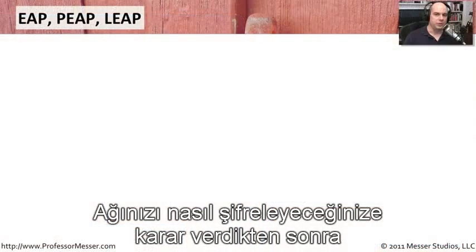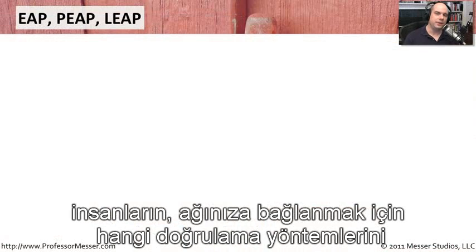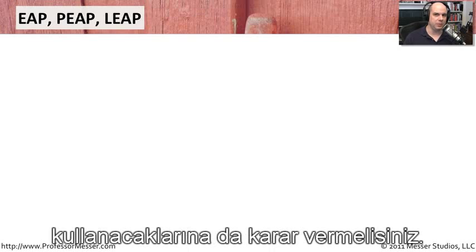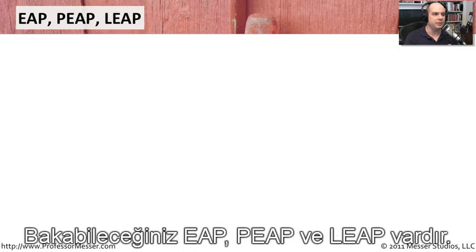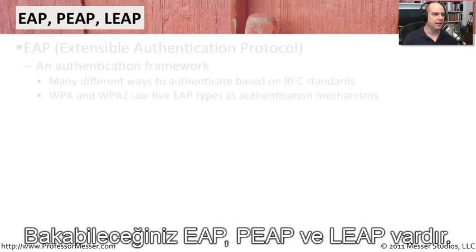Now that you've decided how to encrypt the data going over your network, we now need to think about how we authenticate people to be able to use the wireless network. And there are some standard protocols you can use to do that. There's EAP, there's PEAP, and there's LEAP to look at.